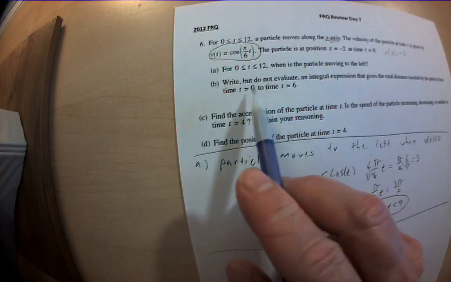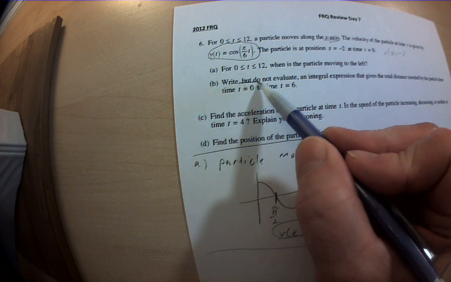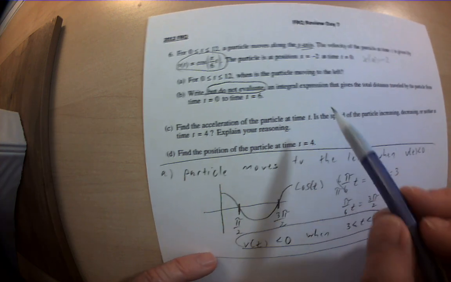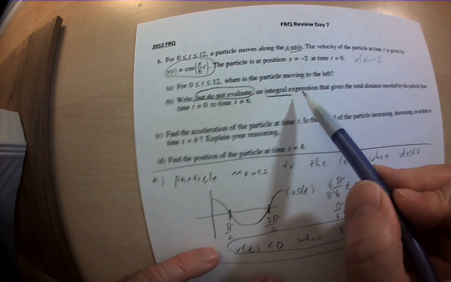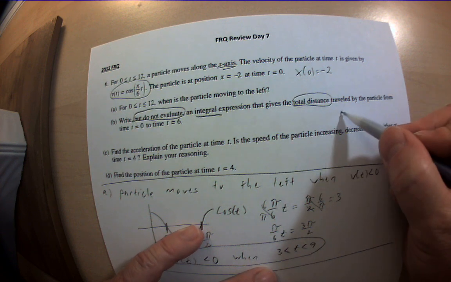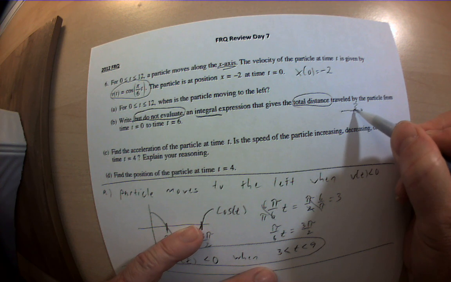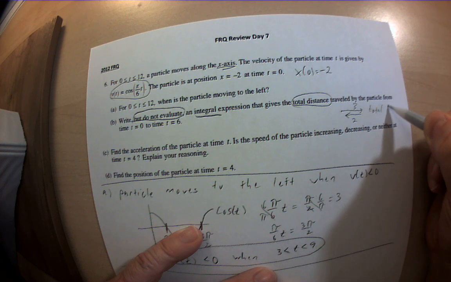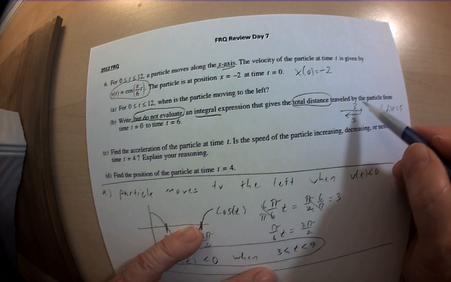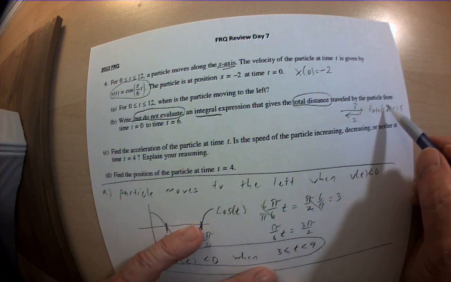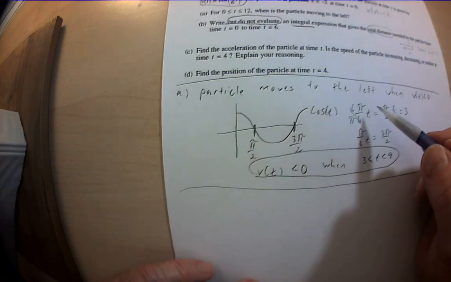Okay, next. Write, but do not evaluate, the integral expression that gives the total distance. It's probably something too hard to evaluate without a calculator. Remember, total distance. So if I walk 3 that way and then 2 back, the total distance is 5. The displacement's 1, 3 minus 2 is 1, but the total distance is 5. So remember, that's that absolute value thing. Travel by the particle from time t equals 0 to t equals 6.